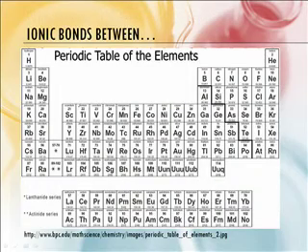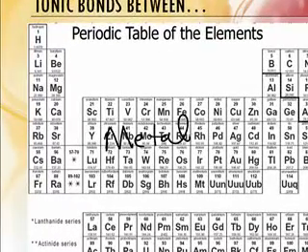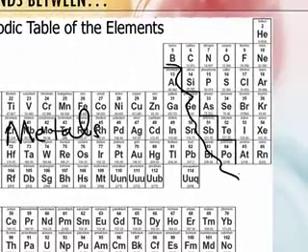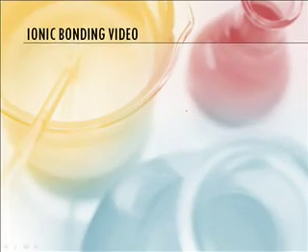Okay, well, so ionic bonds are bonds between a metal and a nonmetal. Remember, we learned this earlier, metals are on this side of the stair step, and then these are the nonmetals, okay? So bonds between metals and nonmetals. So let's watch a short little video about ionic bonding.